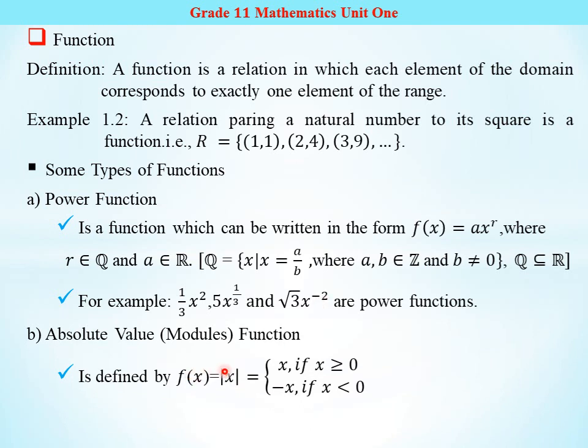Absolute value function ሁለተኛ የፋንክሽን አይነት። Absolute value function is denoted by absolute value of x and defined as a piecewise function: x if x is greater than or equal to 0, minus x if x is less than 0. ከዚህ ላይ እንግዲህ what is the domain of f? እንዴት ነው ዶሜኑን የምናገኘው?